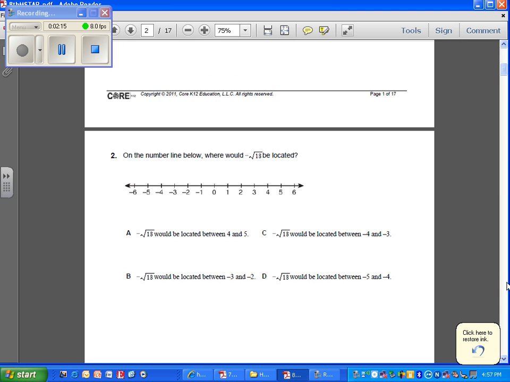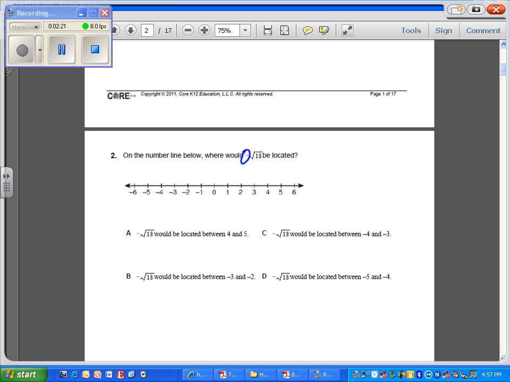All right, on to number 2. On the number line, where would -√18 be? Now notice that the negative is outside the radical symbol. So the answer is going to be negative. So I know it's not going to be A, and the others are negative. So I can only rule out A right there.